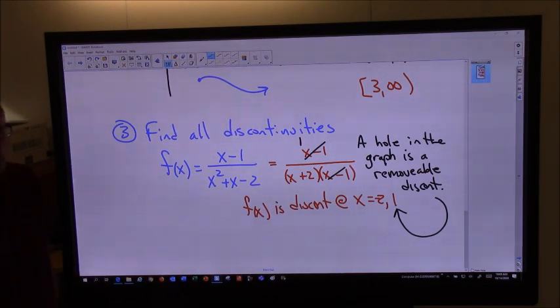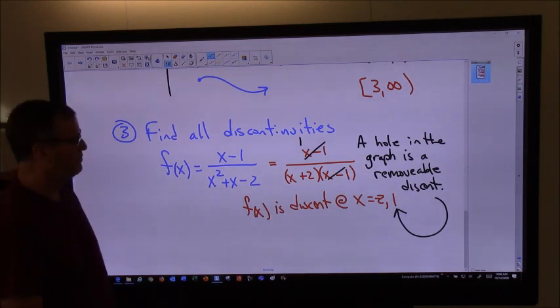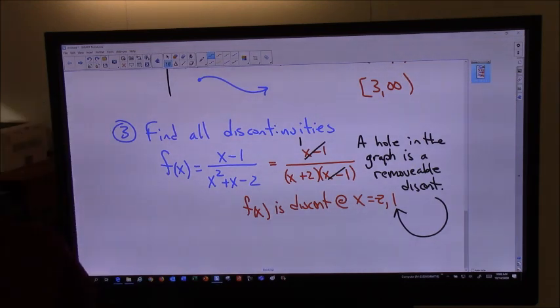Okay? Only holes are removable, nothing else. You can't take an asymptote and somehow connect the two pieces by putting a point in there. That doesn't work. Let's do another one.